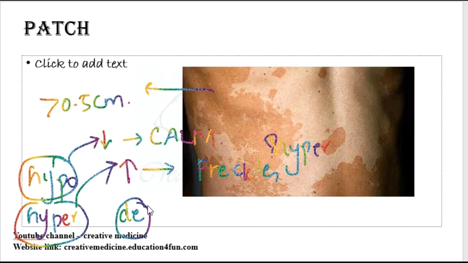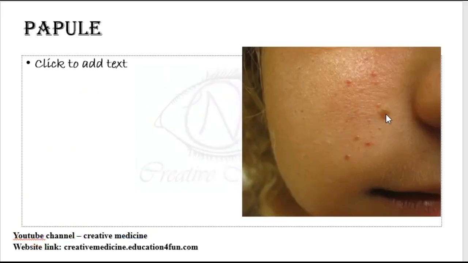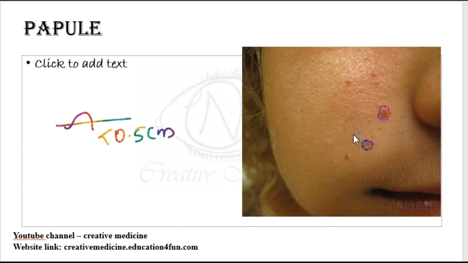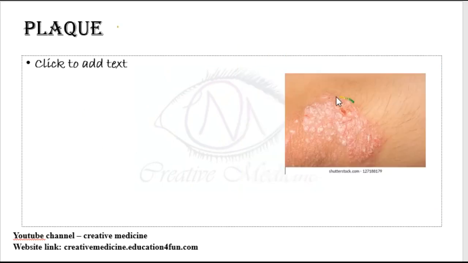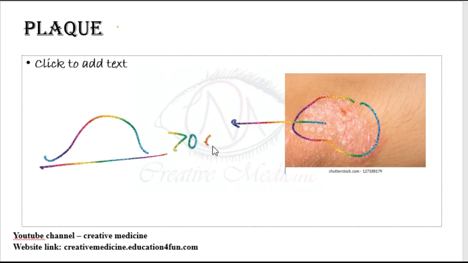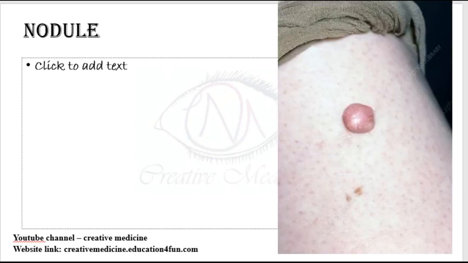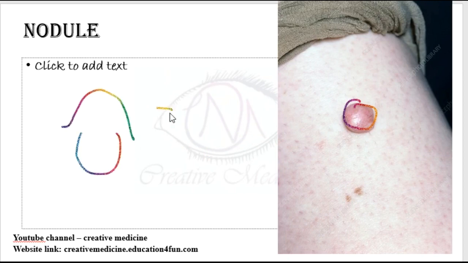Papules. Papules are circumscribed solid elevated lesions which are less than 0.5 centimeters. Plaques. Plaques are circumscribed solid elevated lesions more than 0.5 centimeters. They have abnormal skin texture. Nodule. Nodule is a circumscribed solid elevated lesion which is more than 0.5 centimeters with depth. Nodule is better felt than seen.